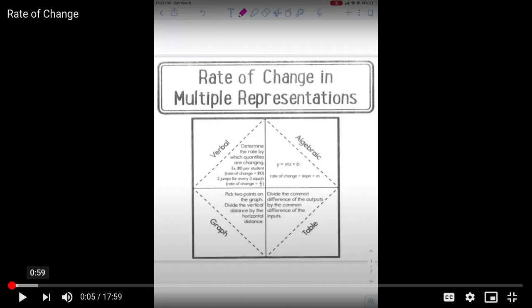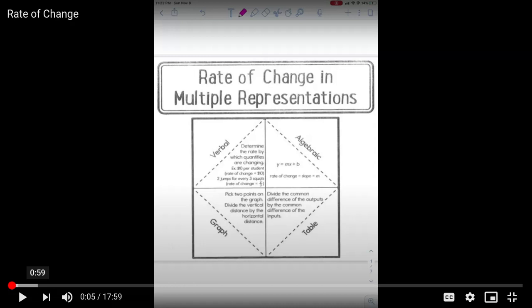So when you have a verbal situation, the rate of change is whatever quantity is changing. So that's if you see something like $5 per week, for every one red card, you have 2 black cards, or for every girl you have in the class, there's 3 boys, things like that. That's your rate of change.